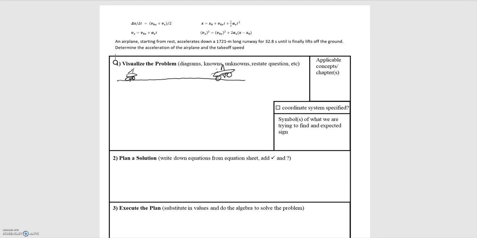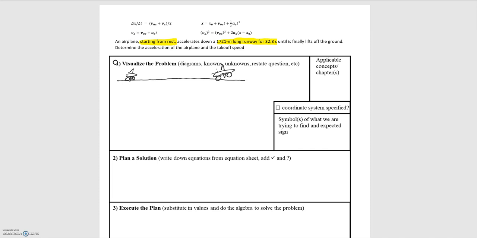Hey folks, so in this video we'll be looking at the example of an airplane moving down a runway. So the problem says an airplane starting from rest, so we're going to highlight starting from rest since that's important information, accelerates down a 1,721 meter long runway for 32.8 seconds.